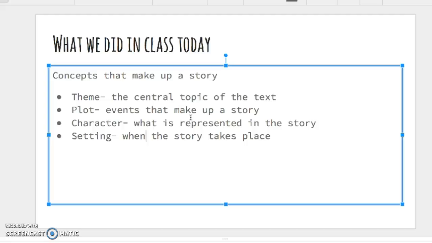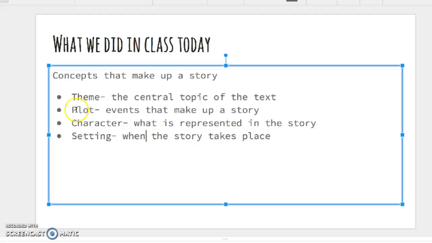And the plot in Omelas are the events that happen. So that's the town fair, the townspeople meeting the child individually. And the characters, of course, would be the townspeople and the child. Setting is Omelas. We could even say the state fair.